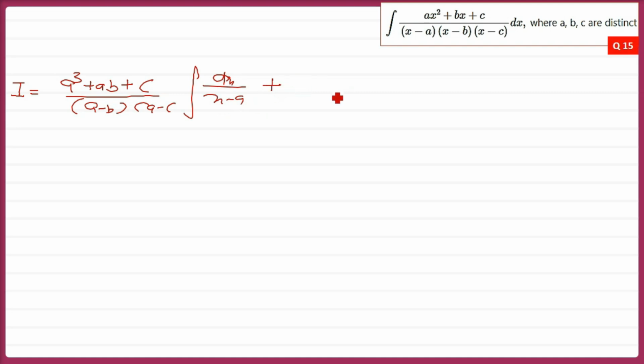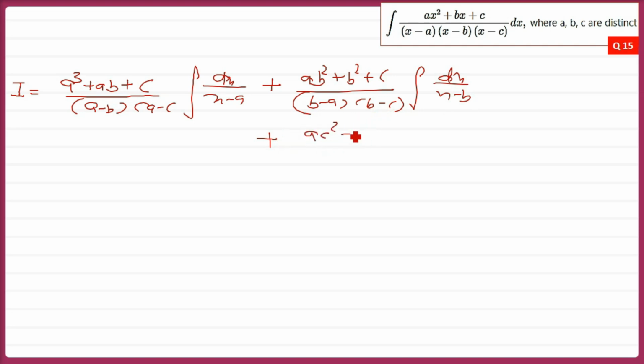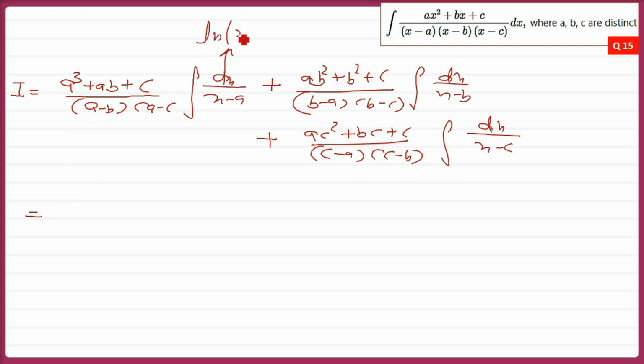Now coming to the other one, which is ab square plus b square plus c divided by b minus a into b minus c. And what is being integrated? dx divided by x minus b. Similarly, the third one, which is x minus c, will be done in the same fashion after writing capital C, which we found out in earlier discussion. So ac square plus bc plus c divided by c minus a into c minus b, integration of dx divided by x minus c. Let me write the final answer now. So this will be ln modulus of x minus a, this will be ln modulus of x minus b, and the third one will be ln, which is basically log base e, so ln modulus of x minus c.